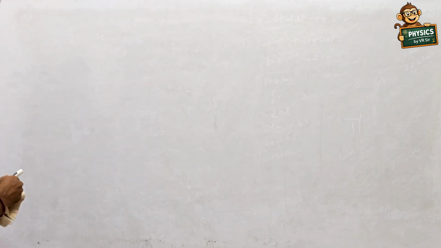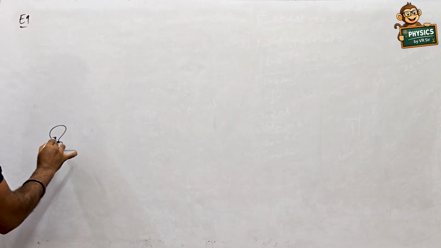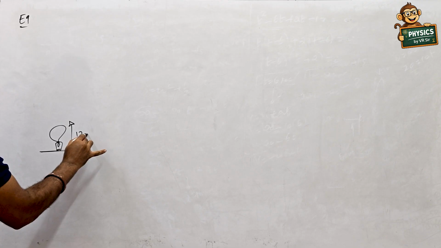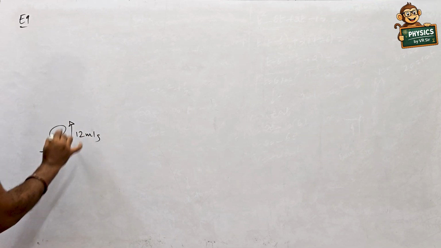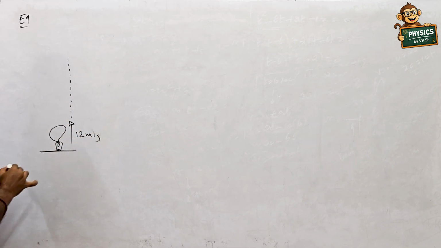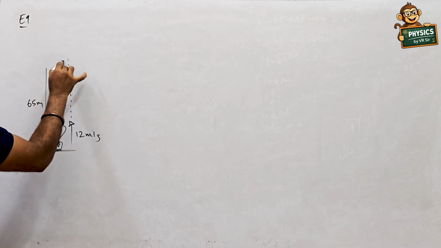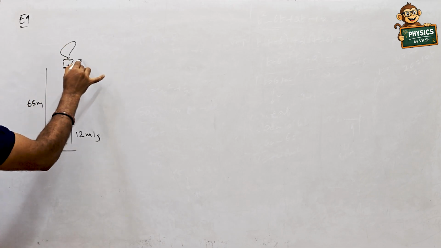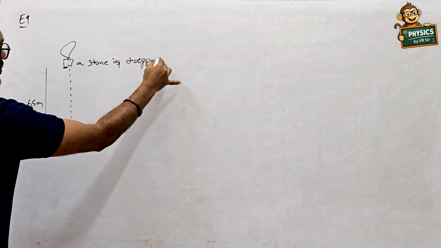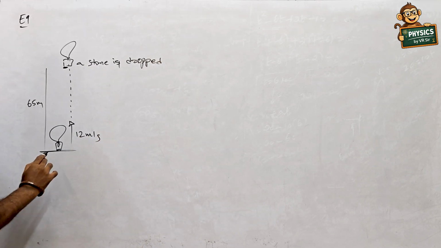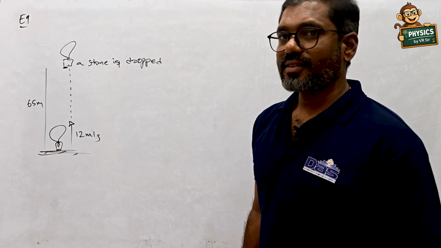Next example. Here is a balloon moving up with a velocity of 12 meters per second. It keeps on moving up. When it reaches a height of 65 meters, a stone is dropped from the balloon. And this is the description, so first try to understand it.